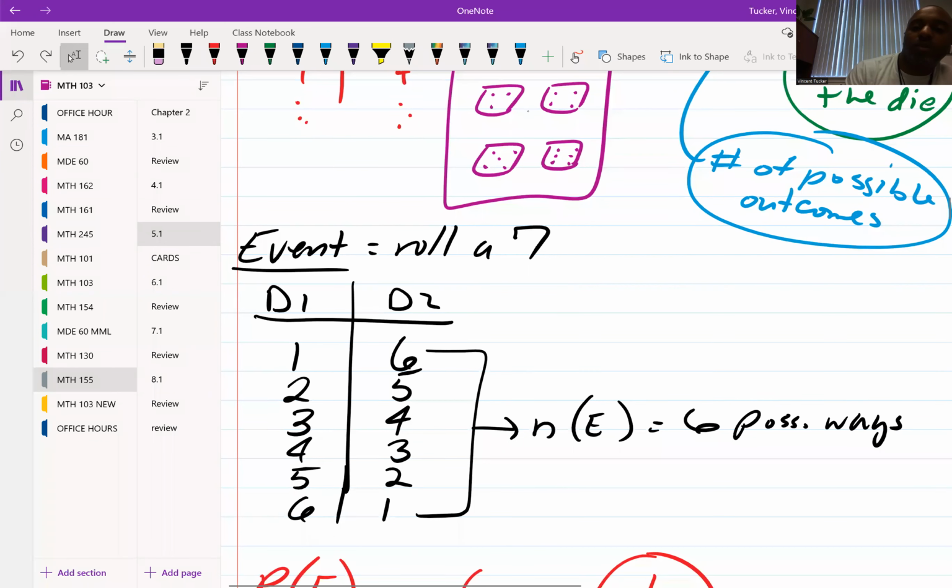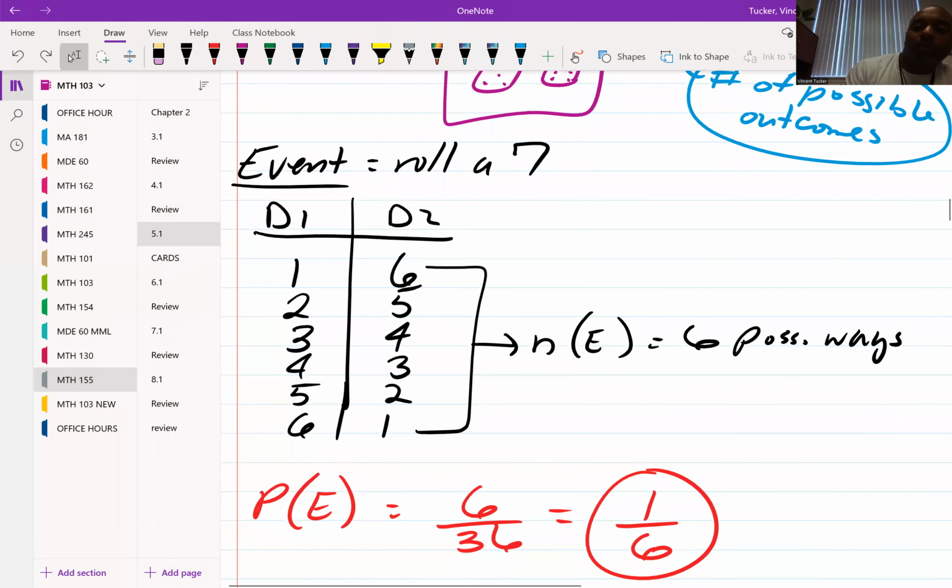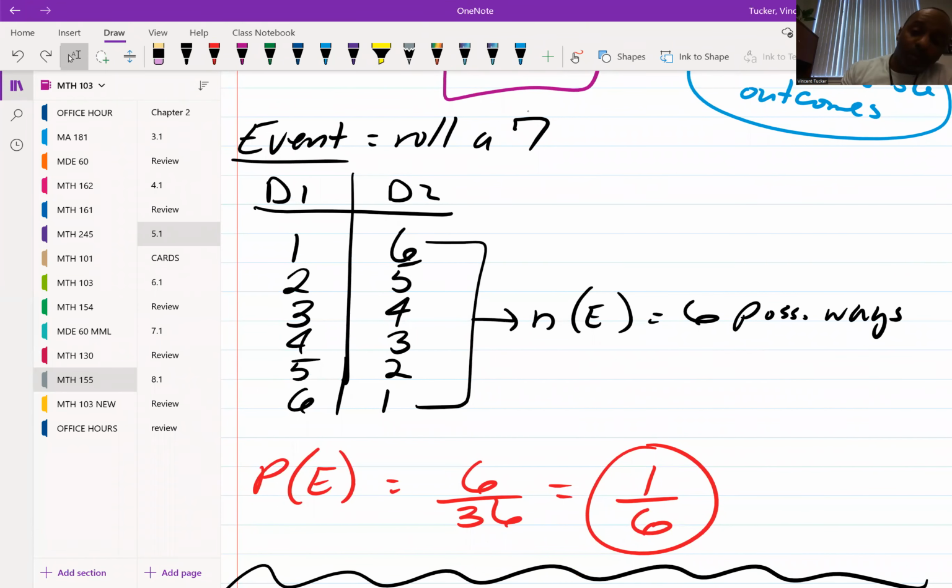Any questions? So we have the number of our sample space. Now we have the number of our event. So then we place the event over sample space, 6 over 36, and that reduces down to 1 over 6.